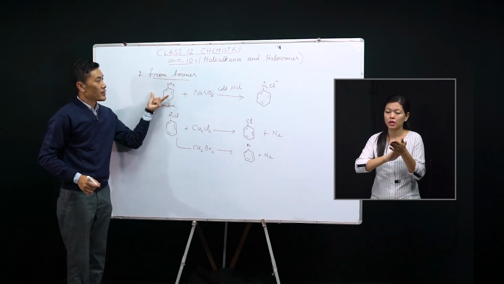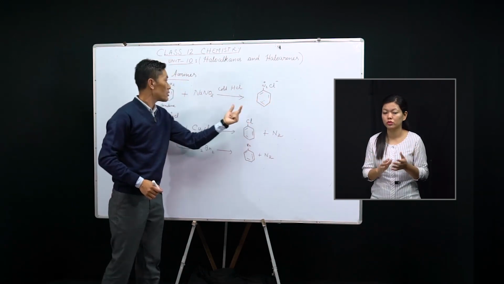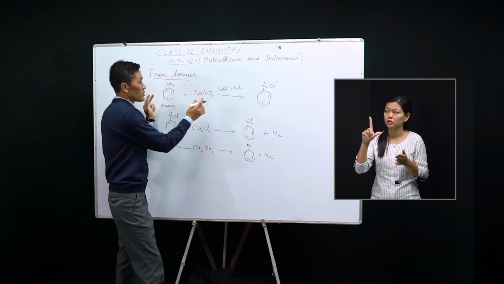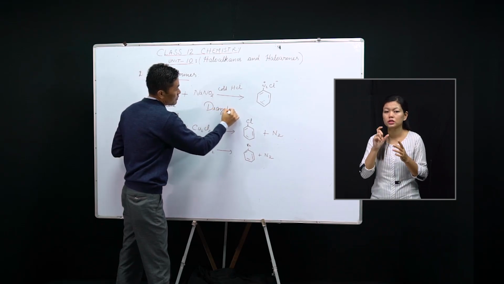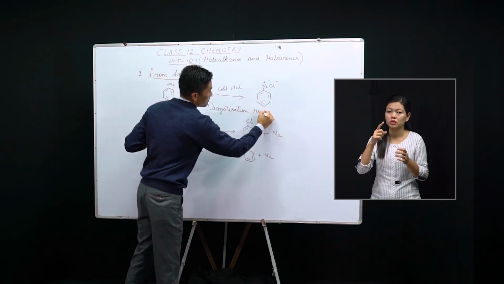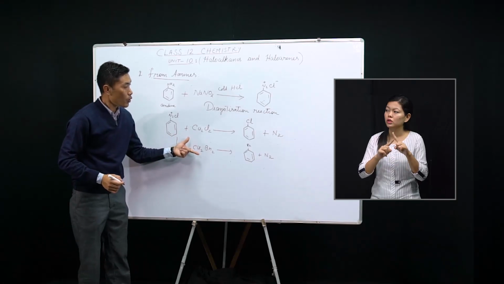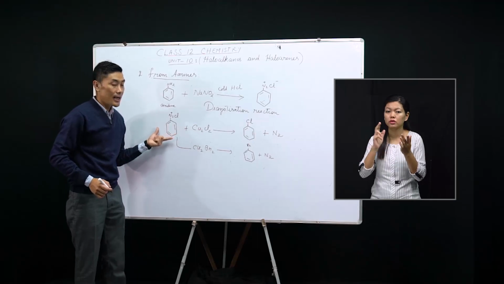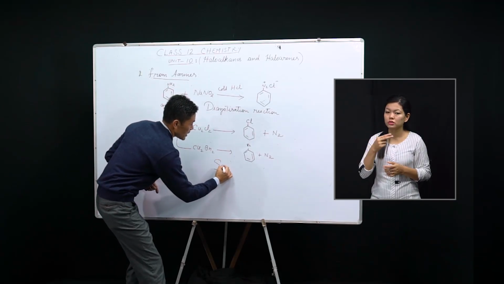Now the first step, in which we obtain a diazonium salt from an aromatic primary amine, this step is called the diazotization reaction. And the second step, where we obtain either chloro or bromoarene from diazonium salt, this reaction is called Sandmeyer's reaction.